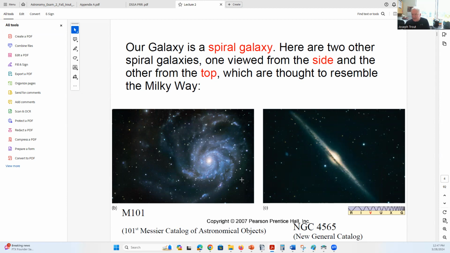So the first one is M101, and this is out of the Messier catalog of astronomical objects. And there's also the New General Catalogue, and this is NGC 4565.